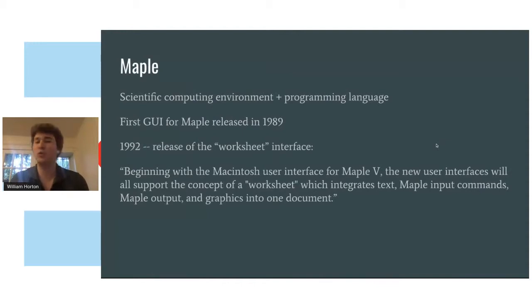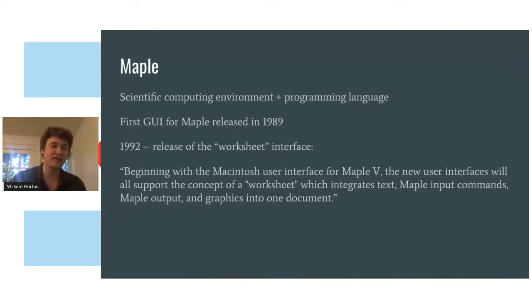So the next tool that we should talk about kind of in the progression of the notebook interface. So Maple, like Mathematica, was kind of this scientific computing environment, as well as its own programming language. Sorry about that. And the first GUI for Maple came out in 1989. So that's after Mathematica. And then in 1992, it came up with this worksheet interface, which again, kind of anticipates the familiar notebook interface.